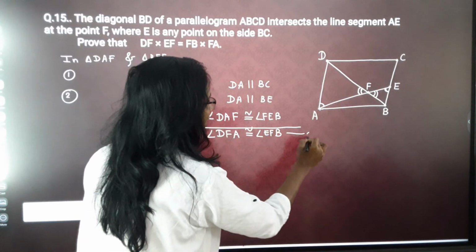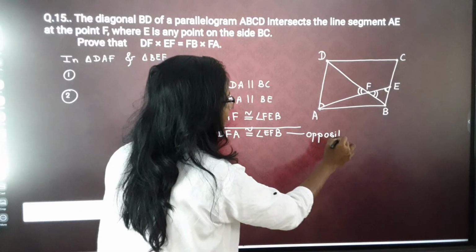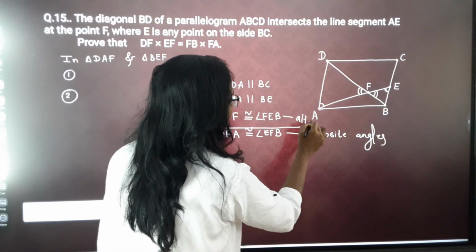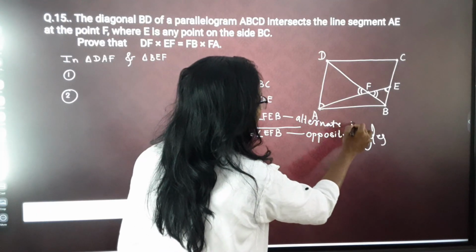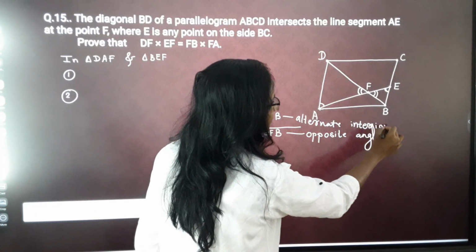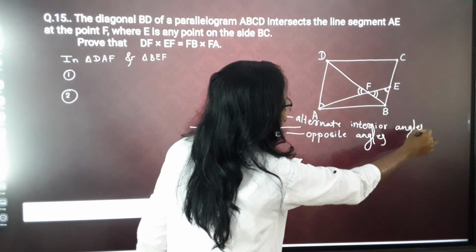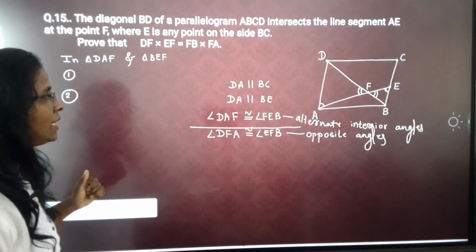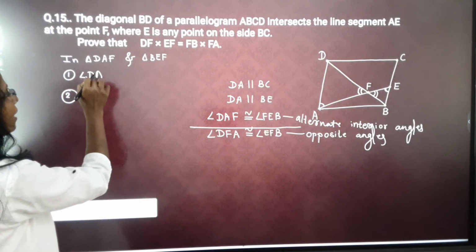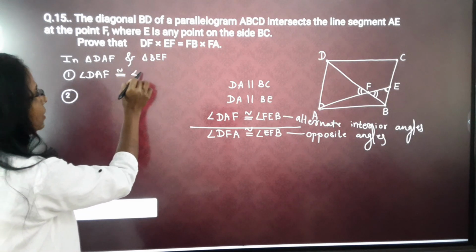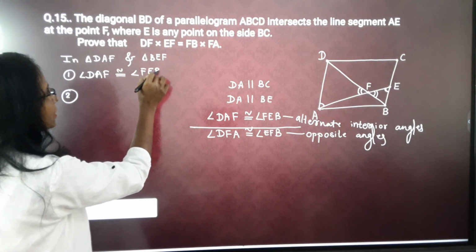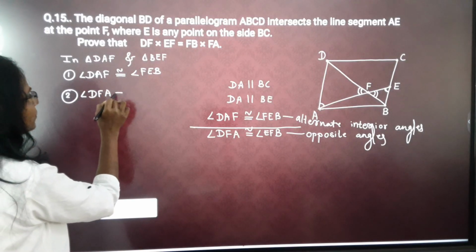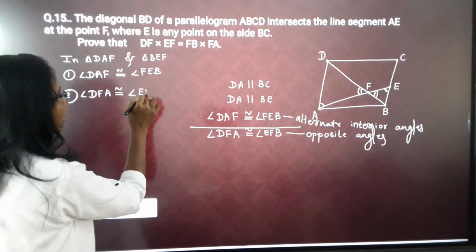So the reasons are opposite angles, and alternate interior angles. So now we have the two angles. We write here in triangle DAF and triangle BEF, first one, angle DAF is congruent to angle FEB, and the second one, angle DFA is congruent to angle EFB.